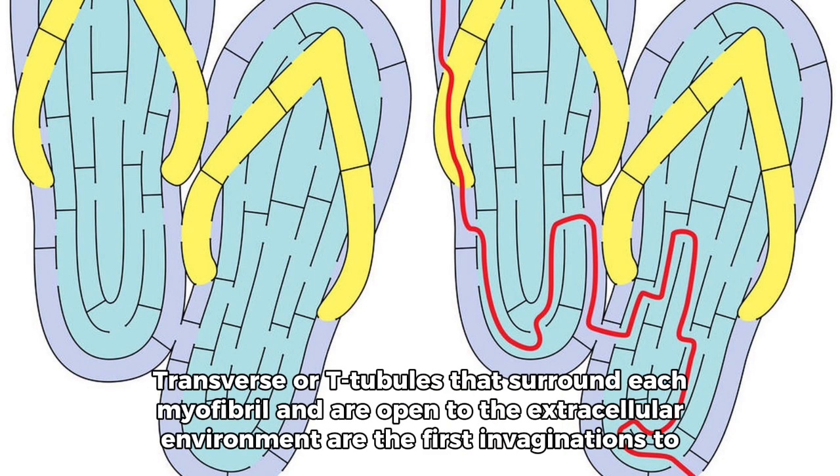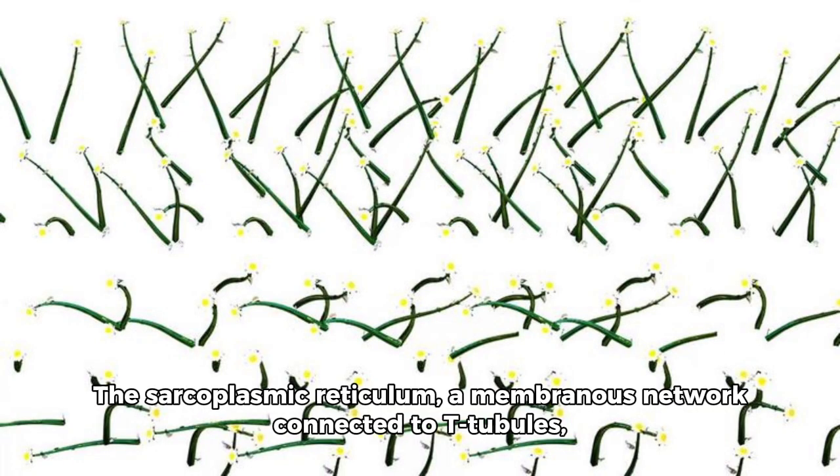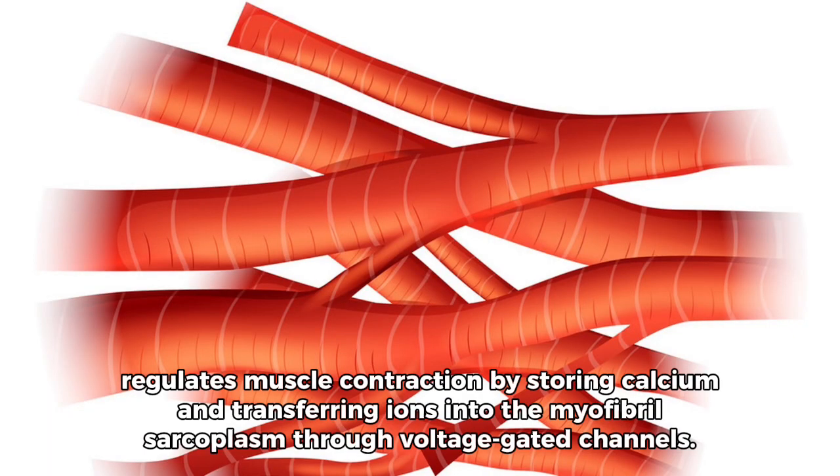Transverse or T-tubules that surround each myofibril and are open to the extracellular environment are the first invaginations to form during the contraction of skeletal muscle at the plasma membrane, or sarcolemma, of the muscle fibers. The sarcoplasmic reticulum, a membranous network connected to T-tubules, regulates muscle contraction by storing calcium and transferring ions into the myofibril sarcoplasm through voltage-gated channels.